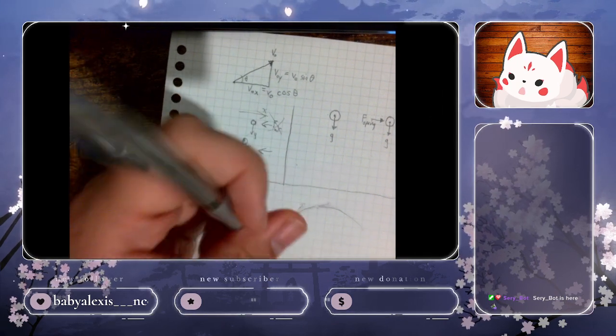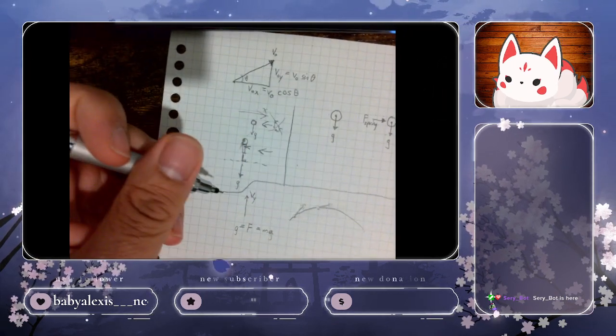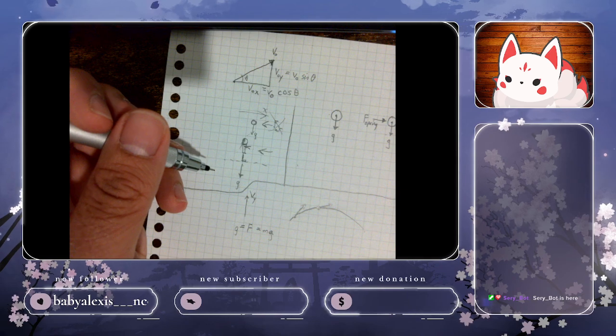Is that what I wanted to explain? No, mass times gravity is the gravity one. What is my point?